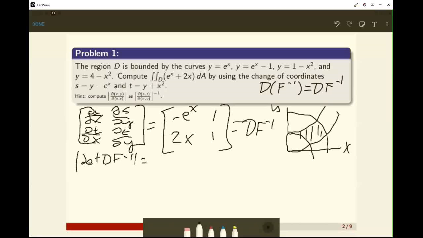So we're going to get a minus e to the x minus 2x, and so in absolute value that's going to give us e to the x plus 2x, which is telling us that the one we want, the absolute value of the determinant of the change of variable matrix that's going from st coordinates to xy coordinates, if we were to be able to compute what that function is, which we won't write down explicitly, we're going to get that is 1 over e to the x plus 2x.